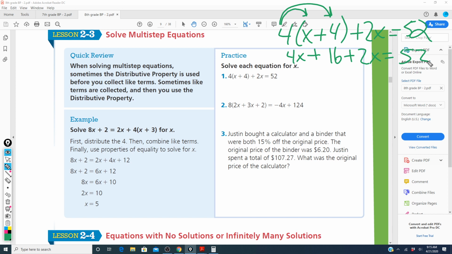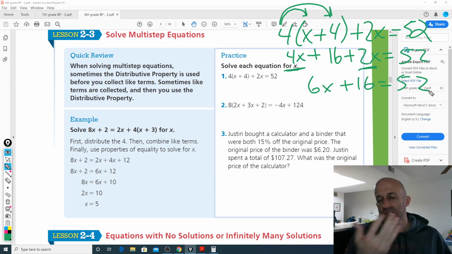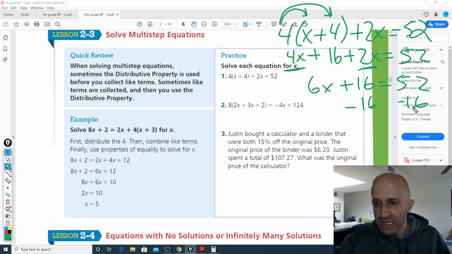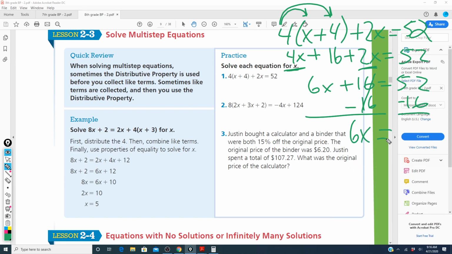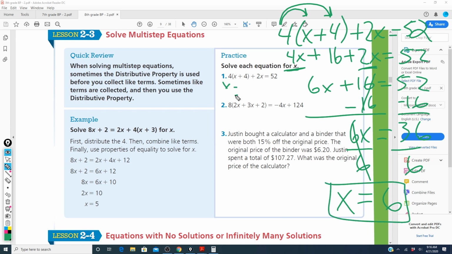Okay. Now, what would you want to do? You want to combine your like terms. 4x plus 2x is going to give us 6x, plus 16 is going to equal 52. And again, you want to get x by itself, so you subtract 16 from both sides. 6x is going to equal, and I'm blanking out myself here, that should be 36, I believe. I guess I shouldn't have used green on green, so my apologies. And then divide both sides by 6. x is going to equal 6. x equals 6 for that.